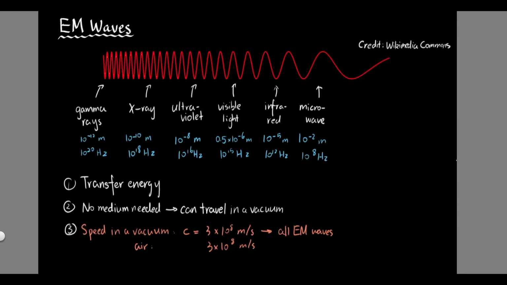And finally, we have radio waves. Radio waves are the longest, and they have a wavelength of about 10 to the third meters. That's about the size of a building, like a kilometer. And the frequency is only 10 to the fourth hertz, so like around 10,000 hertz. So yeah.